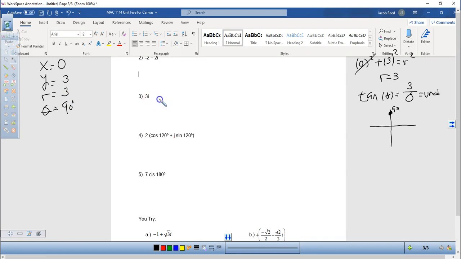Okay, fill in my information. 3 cosine 90 degrees plus i sine 90 degrees. Now, I know you're probably sitting there wondering, okay, this is really easy stuff, but how do I check my answer? How do I know that I got it right? Well, let me show you.